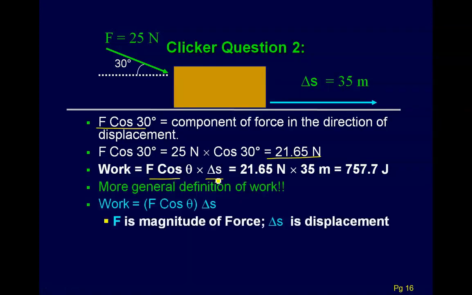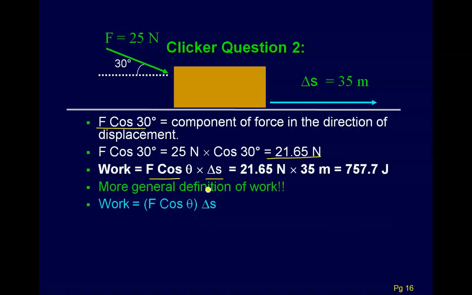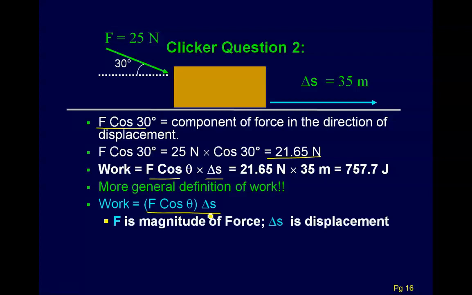This gives us a more general definition of work: F cosine theta times the displacement. F is the magnitude of the force, delta S is the displacement, and theta is the angle between the two. So this works for forces that aren't exactly in the same direction as the motion.